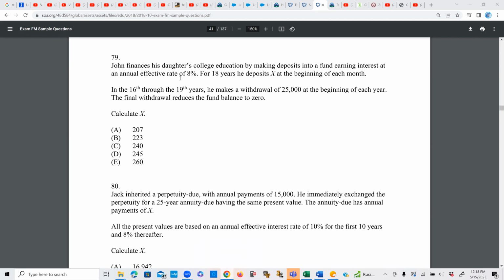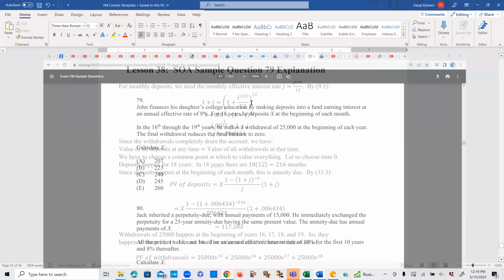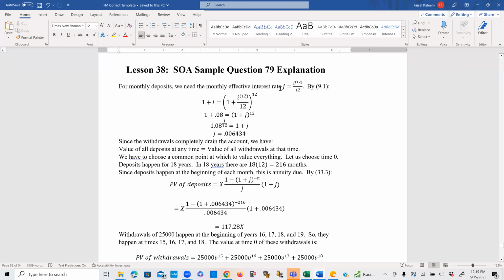The other thing to note is that the annual effective interest rate is 8%, but the deposits are happening at the beginning of each month. Since they are monthly deposits, we will need to convert this yearly rate into the monthly rate. Let's call the monthly effective rate J, and that would be i superscript (12) divided by 12.